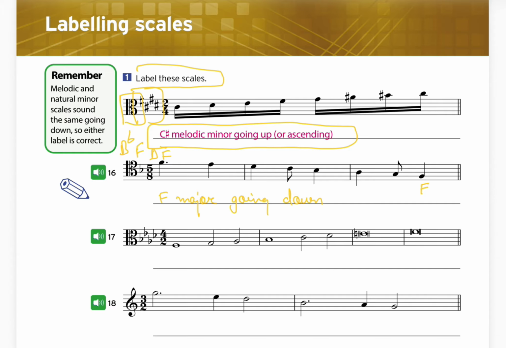Okay, next question, you see it has alto clef, right? And it has four flats. So four flats, we know either it's A flat major scale, okay, or it is F minor scale. Okay, now let's check the first note, on both sides.